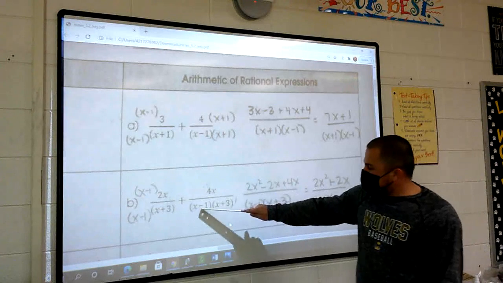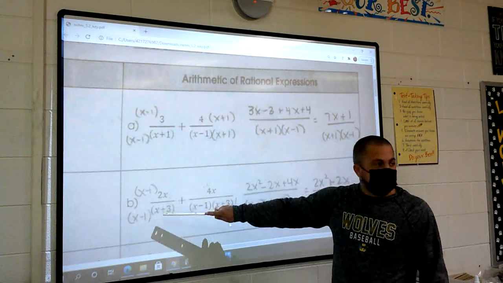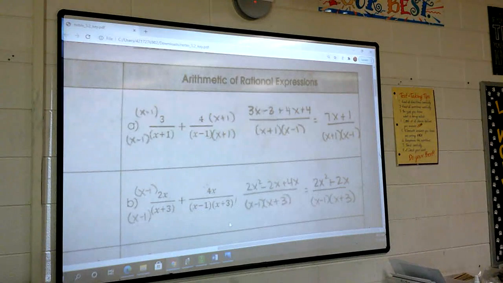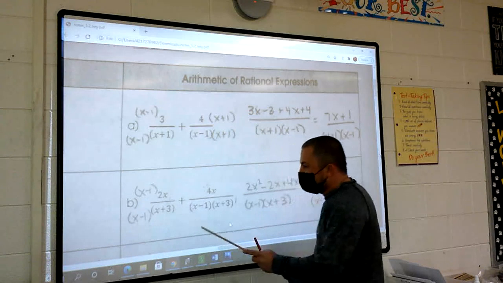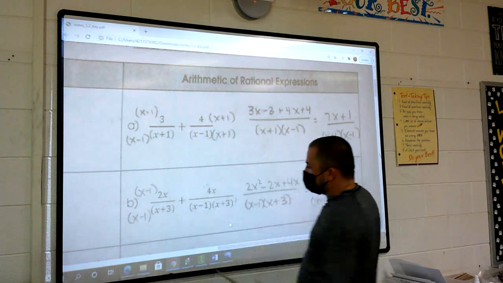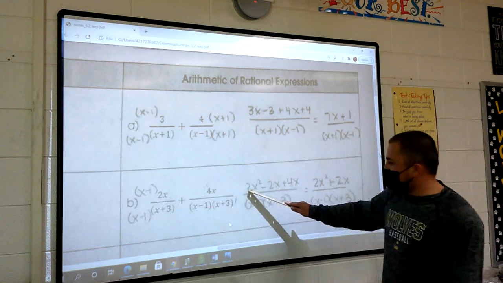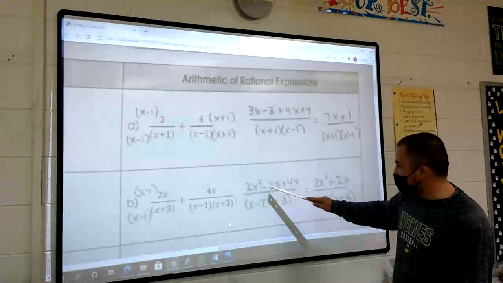That means this one's not missing anything. It's good. This one, though, only has the x plus 3. So you need to multiply it by x minus 1 because that's what it's missing. So in this problem in B, it's good because the second fraction already has both things. The first fraction is the one that's missing something. Okay? So we take the first fraction, this is where it gets a little tricky, 2x, and you multiply it by x minus 1. So 2x times x is 2x squared. And then 2x times negative 1 is negative 2x.